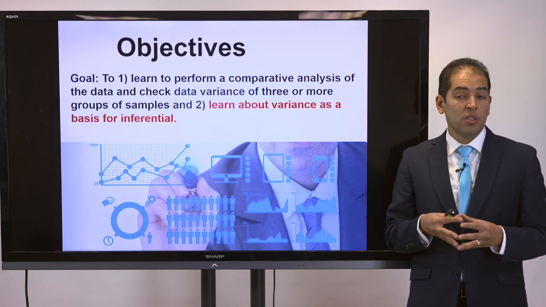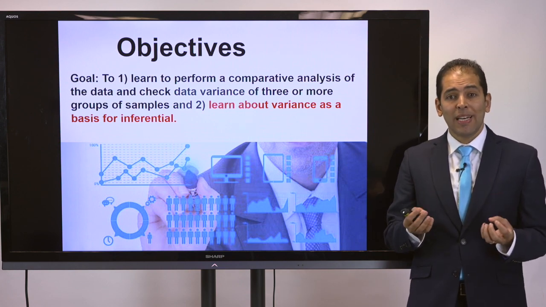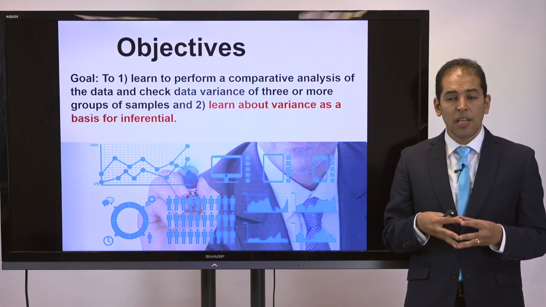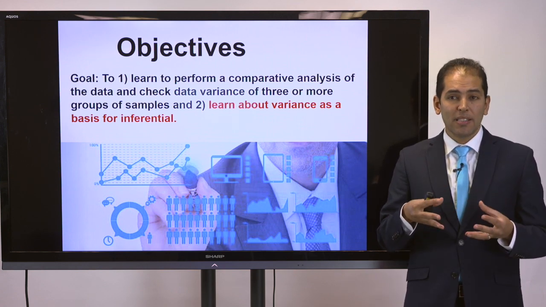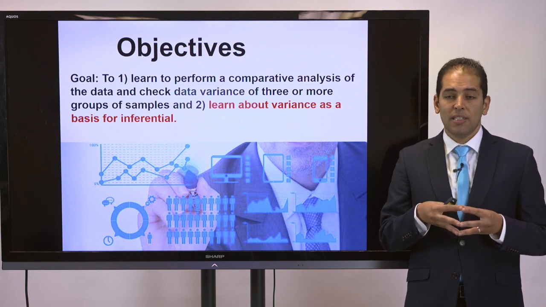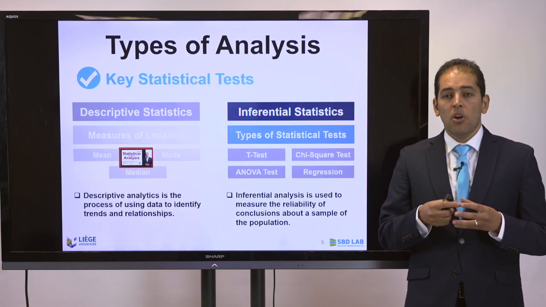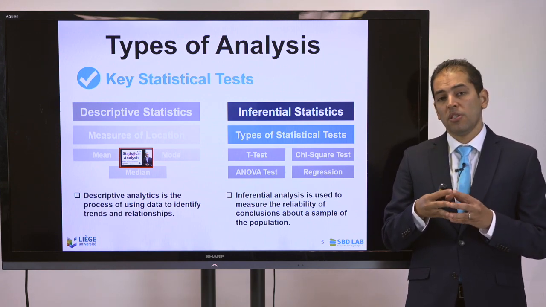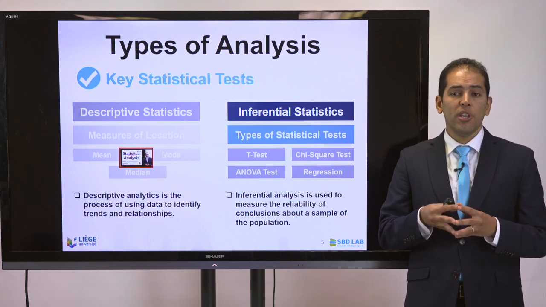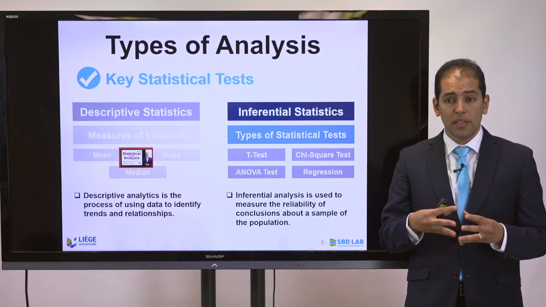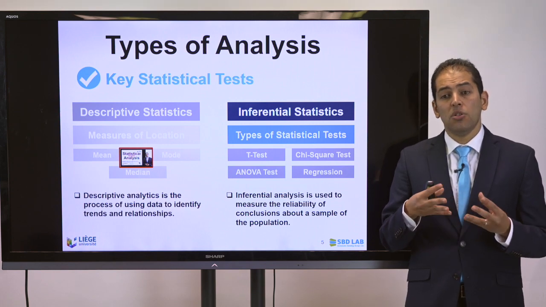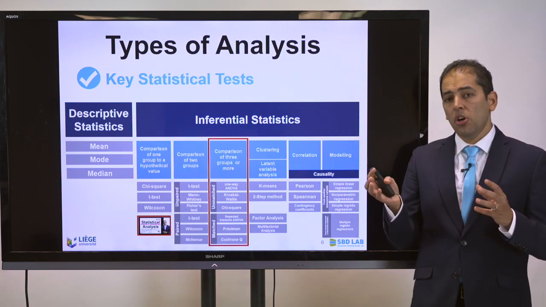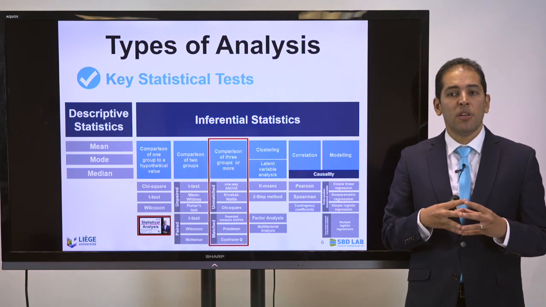Now, the objective of today's presentation is to learn to perform a comparative analysis of the data and check the data variance of three or more groups of samples, and to learn about the variance as a basis for inferential statistical analysis. Earlier I was talking about the importance to distinguish and differentiate descriptive statistics and inferential statistics. We are here doing inferential statistics or parametric statistics, and inferential analysis is used to measure the reliability of conclusions about the sample of the population. Early on we were talking about different tests of inferential statistics.